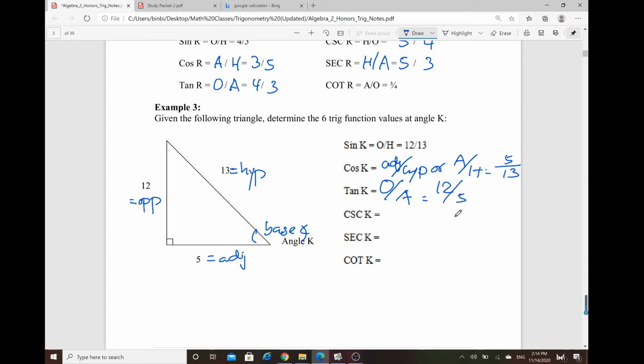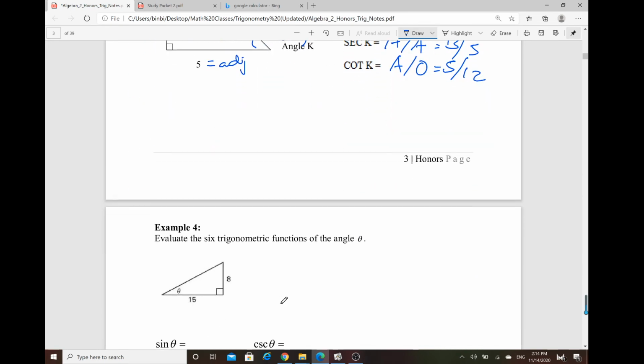And then cosecant of K, hypotenuse over opposite, is 13 over 12. Secant of K would be hypotenuse over adjacent, so that would be 13 over 5. And then cotangent of K would be adjacent over opposite. All right, now let's see what else.